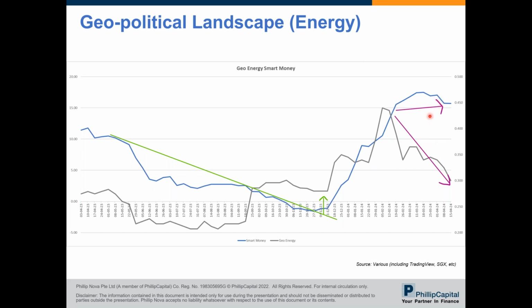Most of the time, the price will follow the direction of the smart money. Of course, occasionally the smart money may end up not so smart. They may later realize that the stock is probably not doing as well as they intended, and then they start selling down.